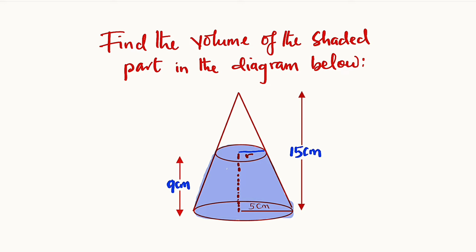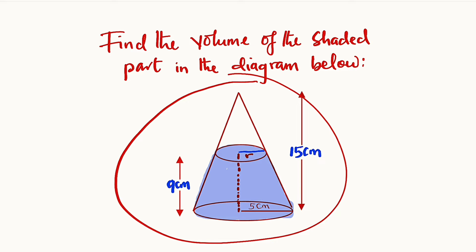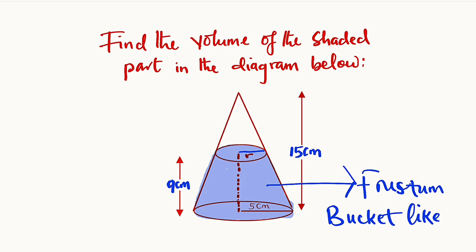In this tutorial, we are asked to find the volume of the shaded part in the diagram below. You can see that the entire diagram is a cone, and the shaded part is just a frustum, which is a bucket-like structure. You should observe that we have a smaller mounted cone to the top. So to get the volume of this shaded part, all we have to do is find the volume of the entire cone and subtract the volume of this smaller mounted cone to the top. What is left is the volume of the shaded part. So let's go ahead and start with the solution.